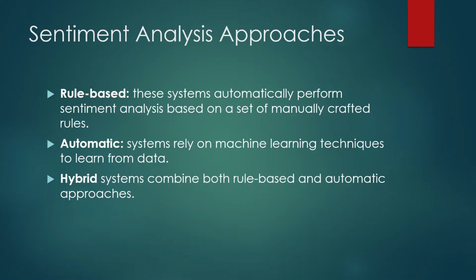There are different algorithms you can implement in sentiment analysis models, depending on how much data you need to analyze and how accurate you need your model to be. Sentiment analysis algorithms fall into one of three buckets. Rule-based: these systems automatically perform sentiment analysis based on a set of manually crafted rules. Automatic: systems rely on machine learning techniques to learn from data. And hybrid: hybrid systems combine both rule-based and automatic approaches.